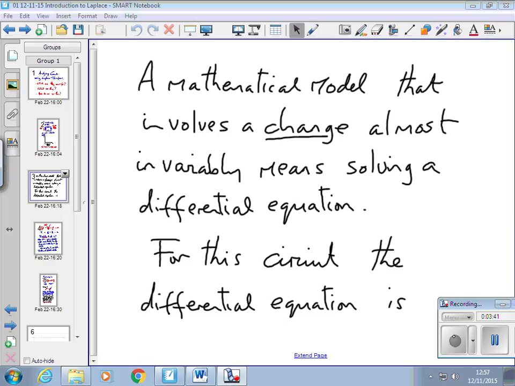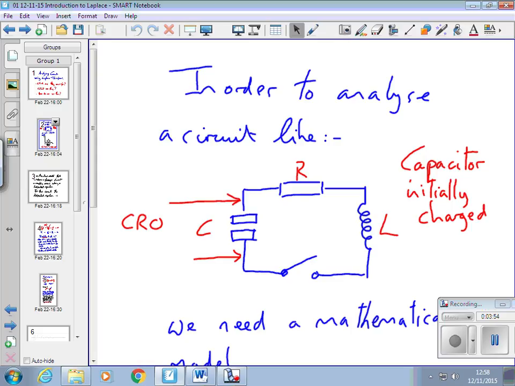So, what's this mathematical model going to be then? A mathematical model that involves a change. Think about this for a minute. We turn this circuit on. Things are changing. If we look back at the circuit, then I would imagine as soon as I turn the circuit on, this capacitor is going to start to discharge. So things are going to change. The voltage shared across each of the components in this circuit is going to change.